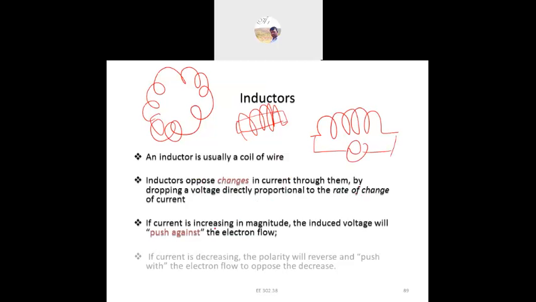If the current is increasing in magnitude, the induced voltage will push against the electron flow, so the opposite voltage is in the reverse direction. If the current is decreasing, the polarity will reverse and push with the electron flow, opposing the decrease. So the polarity changes with the variation.